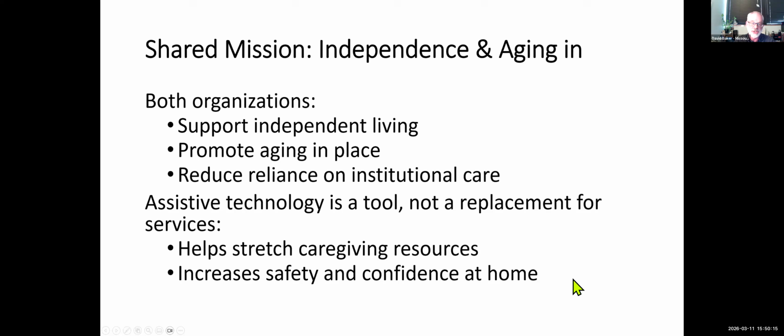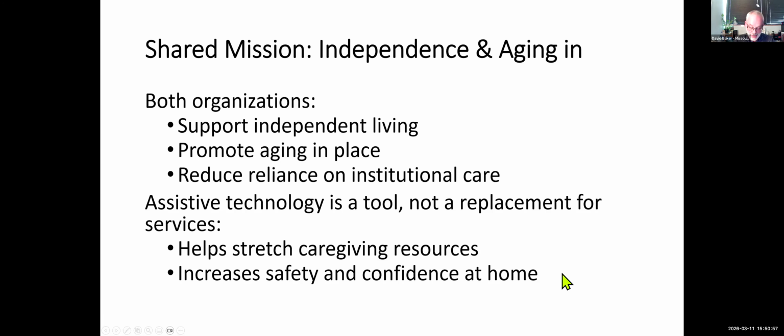We also both promote aging in place and have a vested interest in reducing any reliance on institutional care so that people can have the best quality of life possible for as long as possible. And we both realize as organizations that assistive technology is a tool in that whole process. It's not necessarily something to replace services, but it is something that can be an addendum to services and help us stretch, as we'll see a little bit later, caregiver resources, and also increase safety and confidence in the home and among family members, and provide a better sense of safety and security for all folks that are involved.